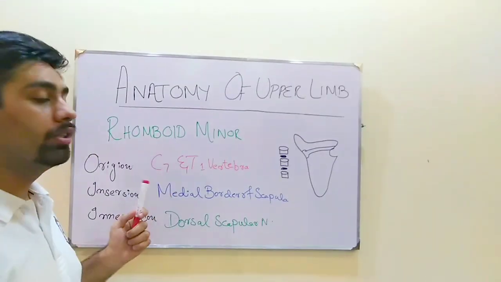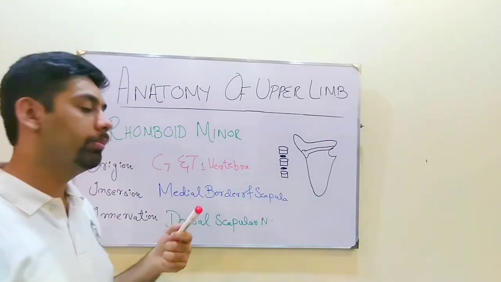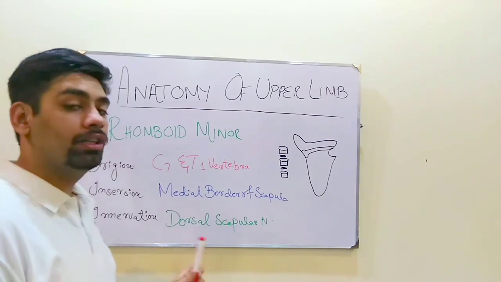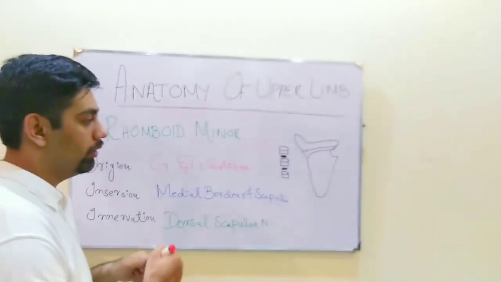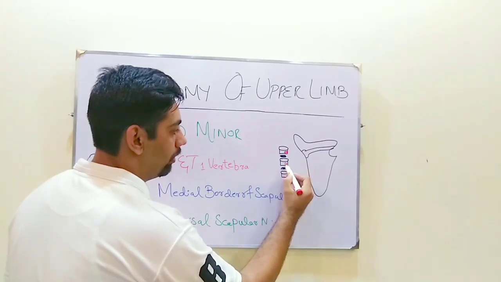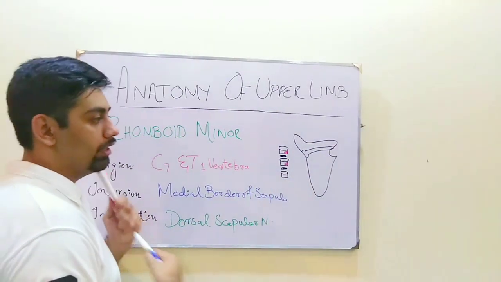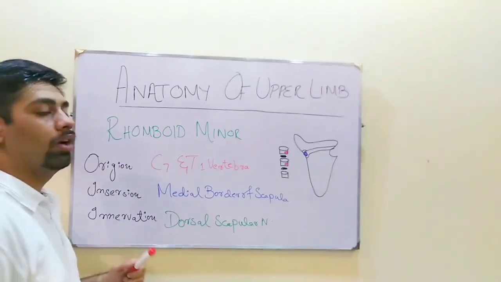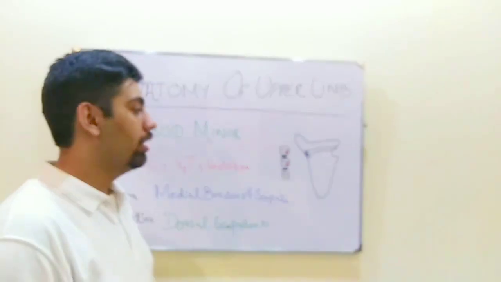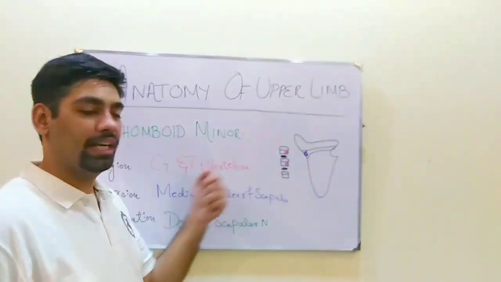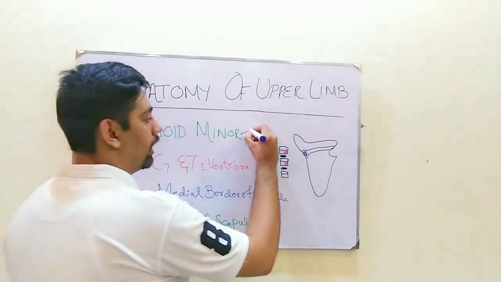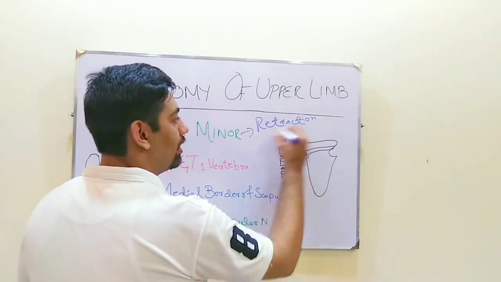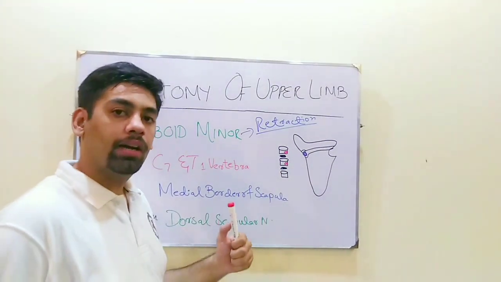The rhomboid minor originates from the C7 and the T1 vertebra and gets inserted on the medial border of the scapula. It is supplied by the dorsal scapular nerve. You can see here it originates from the C7 and the T1 vertebrae and gets inserted at the medial border at the base of the spine of the scapula right here. Talking about the action of the rhomboid minor, it causes the retraction or the pulling back of the scapula. I will write here. It causes the retraction or the pulling back of the scapula.